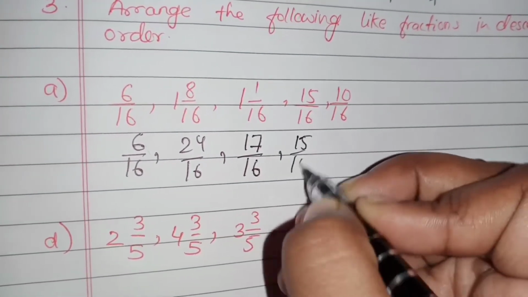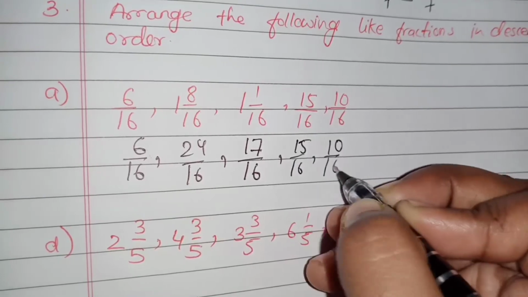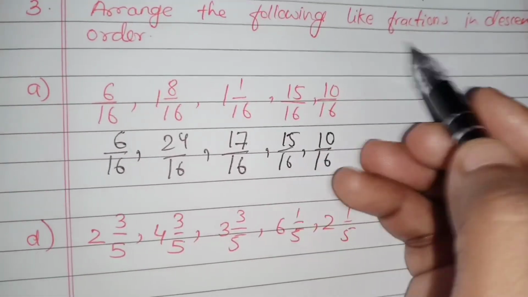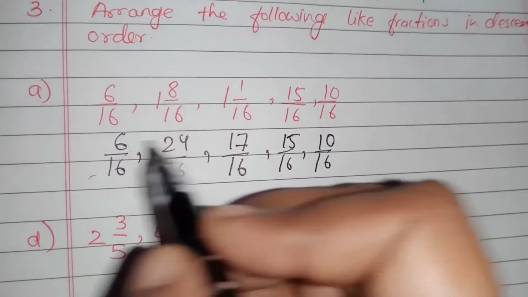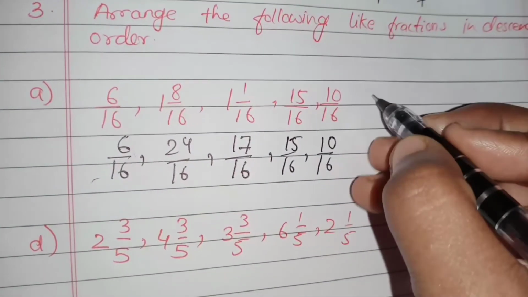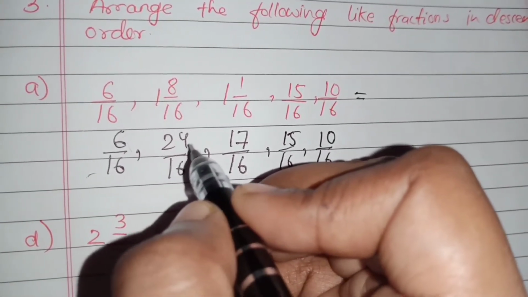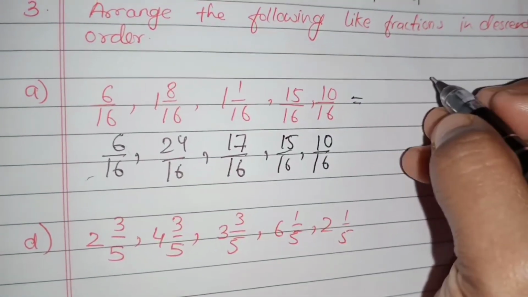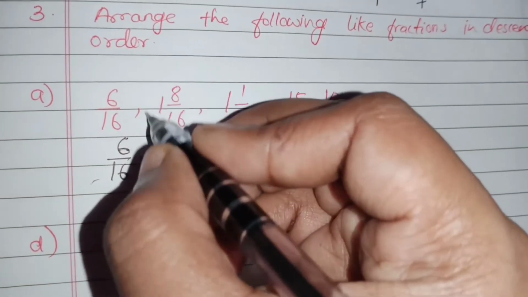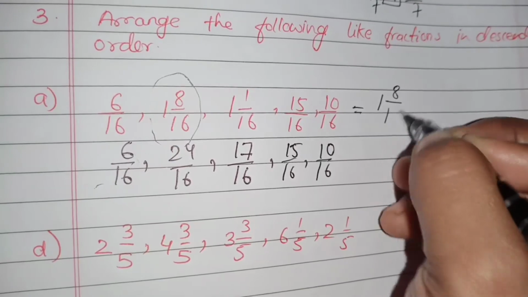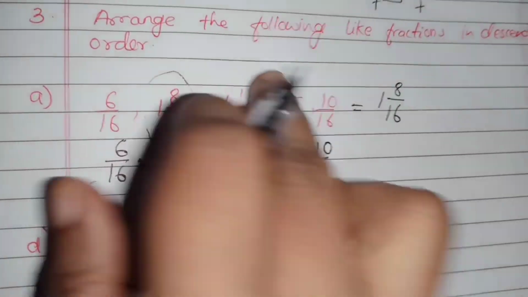15 by 16. 10 by 16. Now descending order means what? Big to small. I said this is a like fraction. It is given here, like fraction means all the denominators are the same. Just have to see the numerator. So I am writing here the answer. Which one is the biggest one? This. So 24 by 16. That means which fraction will you write? This fraction. You will convert this, you will see this, but you will write this.